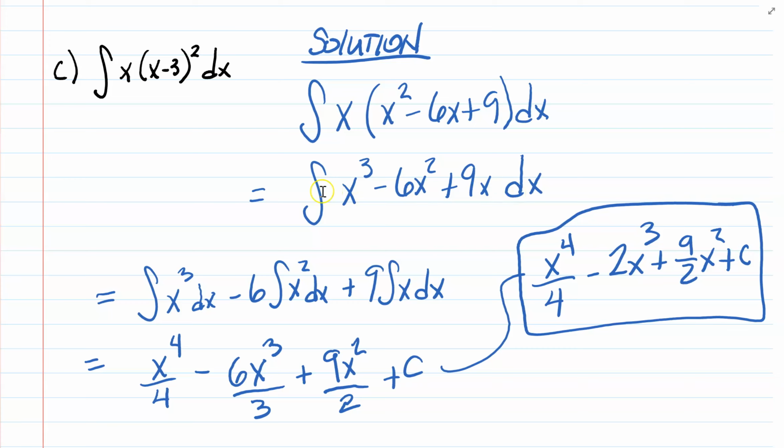Then break up each integral through sums or addition and pull your constants through. That gets you to the integral of x cubed minus 6 times the integral of x squared plus 9 times the integral of x. And then just apply the simple power rule, and you end up with x to the 4th over 4 minus 2x cubed plus 9 halves x squared plus c.